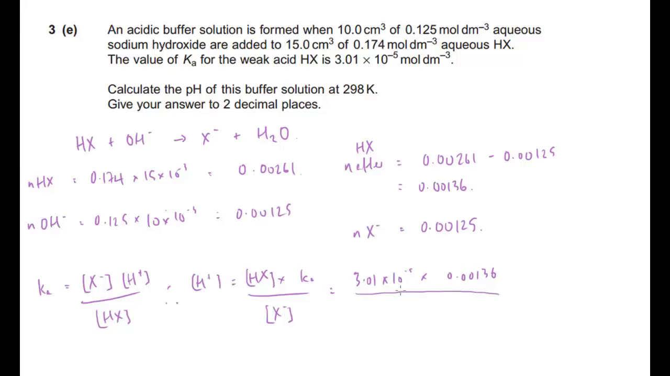And X minus is going to be 0.00125. When I say the volumes are the same, I mean the overall volume once the reaction has taken place is going to be the same. Obviously, initial volumes are different, but we don't have to worry about that. Work that through. We get an answer of 3.27 and so on times 10 to the minus 5. And finally pH equals 4.48, to 2 decimal places like it's specified. Temperature here makes no difference. They're just putting a temperature in there. We don't need it.